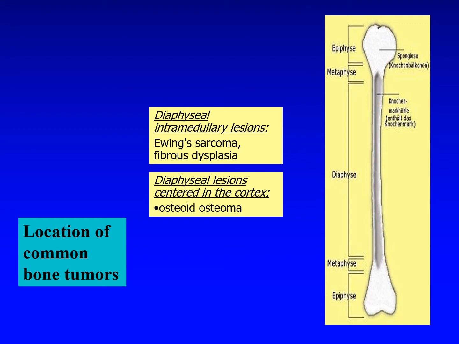The common primary bone tumors have the tendency to develop at specific sites in the bone. For example, Ewing sarcoma and fibrous dysplasia are usually seen intramedullary and around the diaphysis, whereas the osteoid osteoma is usually seen at the diaphysis at the cortex.